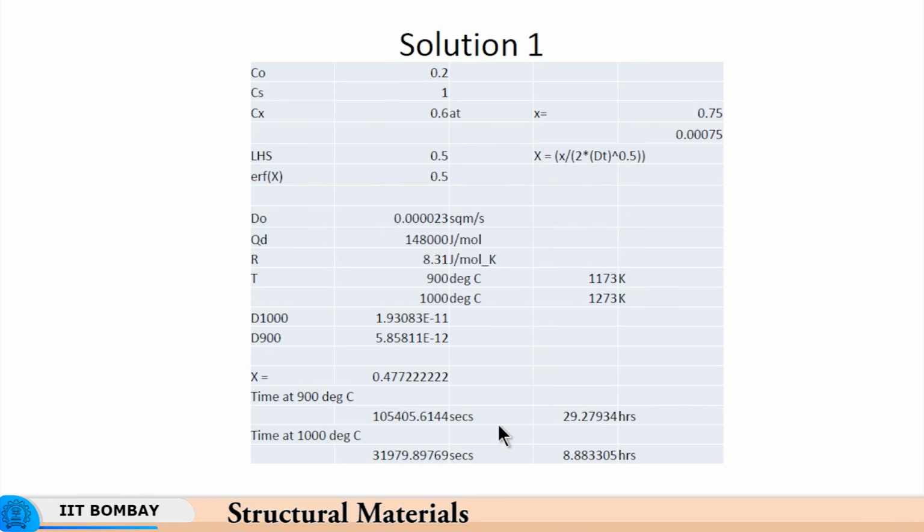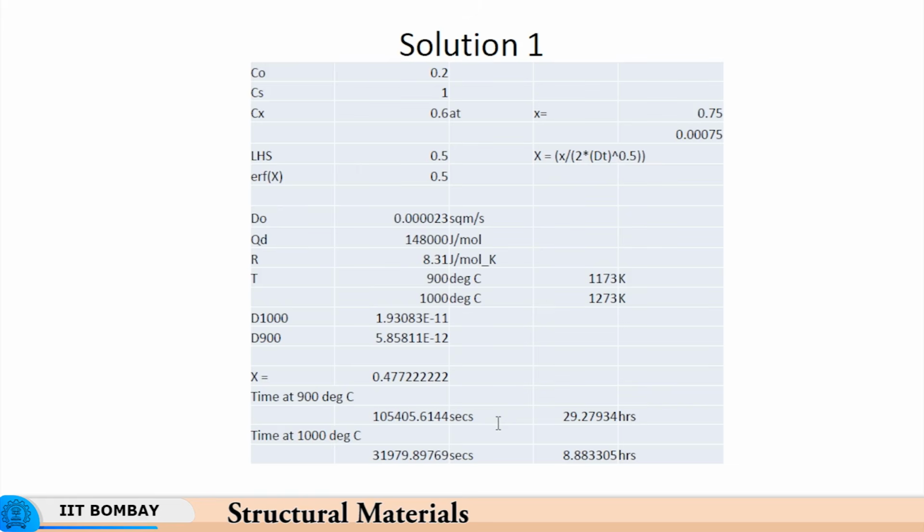of exposure to the heat treatment or the carburizing atmosphere. Whereas at 1000 degrees centigrade, you require much smaller time in terms of seconds, which translates to close to 9 hours, 8.88 hours. So close to 9 hours.